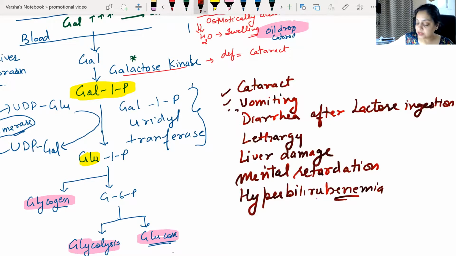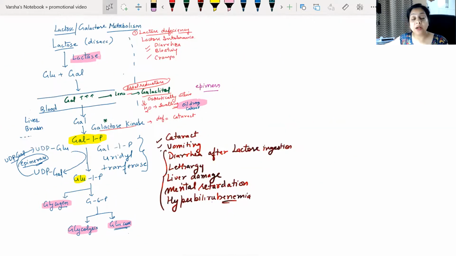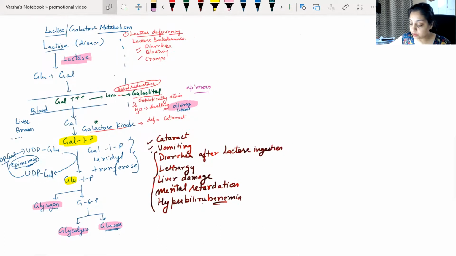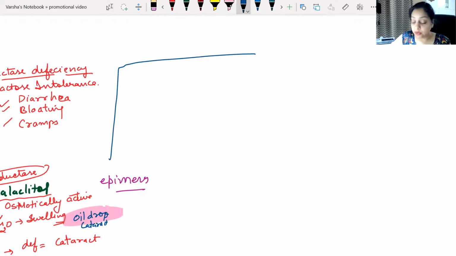All these things will be seen in GALT deficiency, galactose-1-phosphate uridyl transferase, or sometimes we call it GALT. Just come up with a cute name for it. Okay, so this is our galactose or lactose intolerance topic. Since there is space here, I just want to give you a few extra things also. You can write them down wherever you have space. Find a space in the sheet where you can squeeze in a few things.